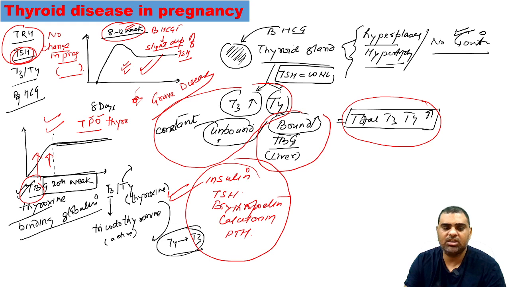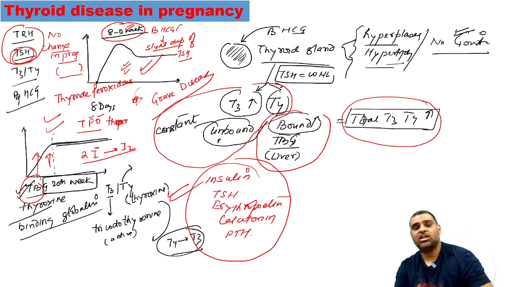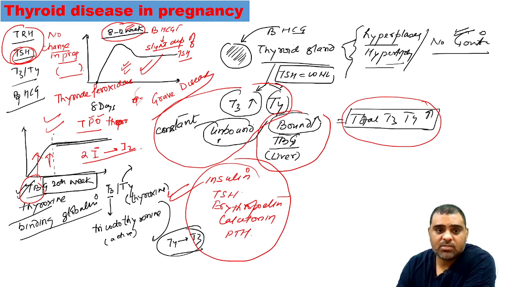Thyroid peroxidase enzyme. What does it do? It converts iodide to iodine. And if antibodies are formed against this, that is called Hashimoto's thyroiditis.